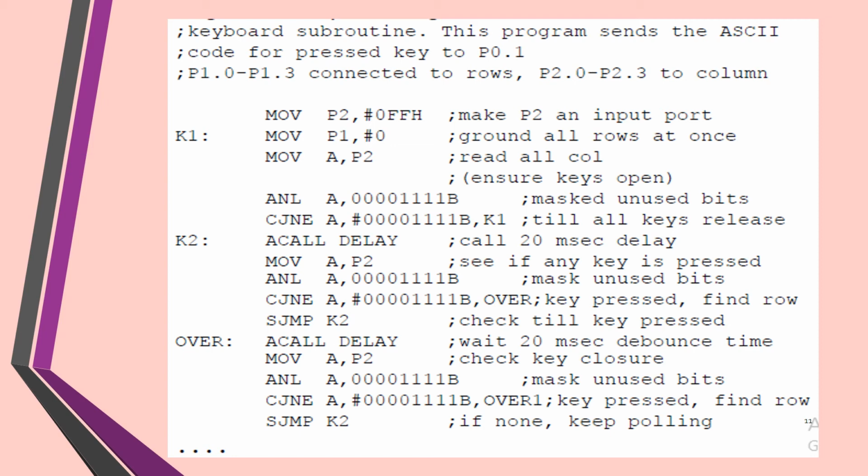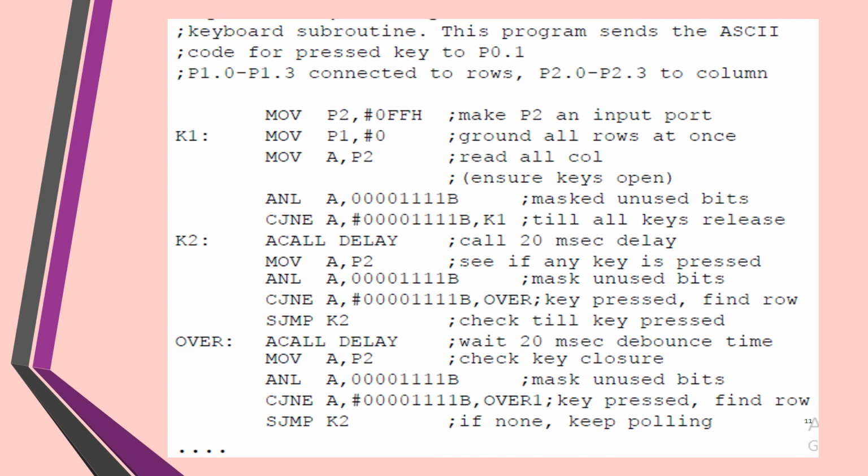Then ANL A, #00001111B. So what we are doing is masking unused bits. Then CJNE A, #00001111B, K1, so wait till all keys release. Again compare, jump if not equal to the accumulator contents. Then call delay. Then MOV A, P2, so see if any key is pressed.